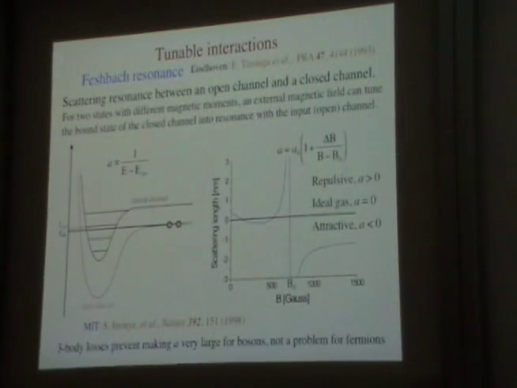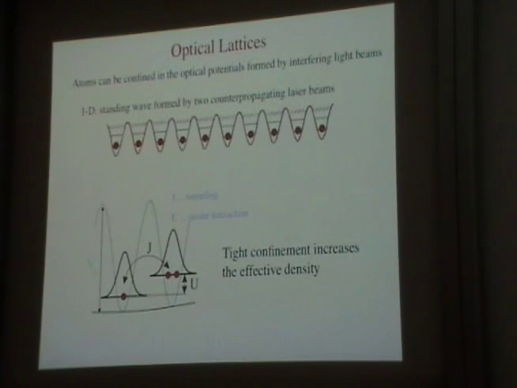And one way to do this is to use an optical lattice. So as I mentioned at the end of the talk on laser cooling, you can actually confine atoms in optical standing waves. And this is called an optical lattice. It's a periodic potential for the atoms.